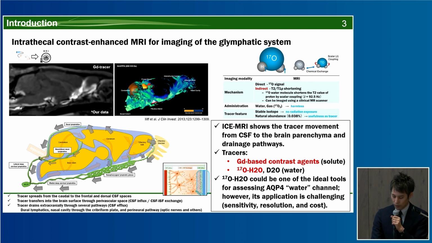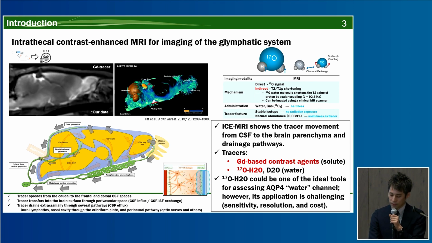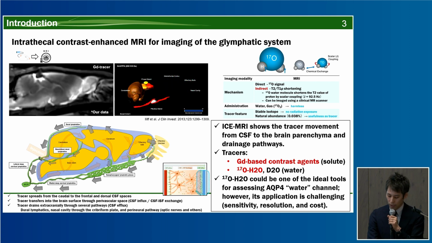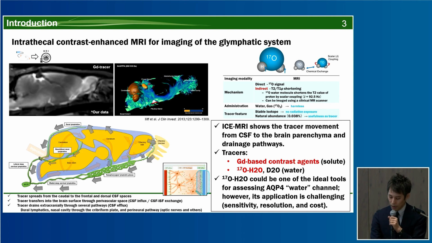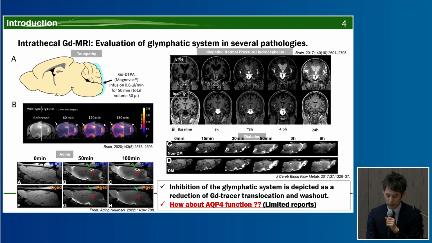Note that O17 water MRI has some challenges, and its application is not easy. Hence, we'd like to initially start with intracisternal gadolinium MRI and then advance to O17 MRI. Several reports have been published using intracisternal gadolinium MRI in various pathologies. For example, this report of intracisternal gadolinium MRI in tauopathy mouse models shows that tracer transfer to the brain parenchyma was reduced in the disease model.